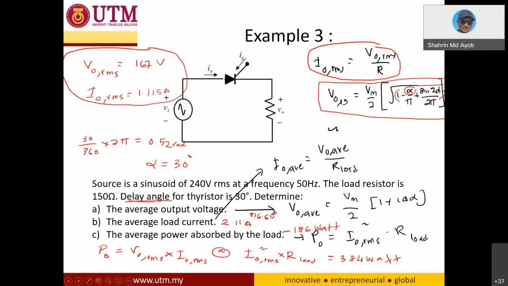Doctor, I want to ask about the Vm is 240, right? Vm is not 240. You need to multiply with square root 2. Oh, okay. This one 240 is a V RMS. So Vm should be 240 multiplied with square root 2.